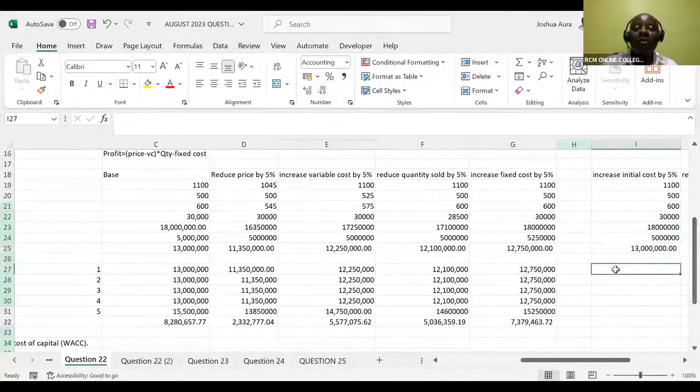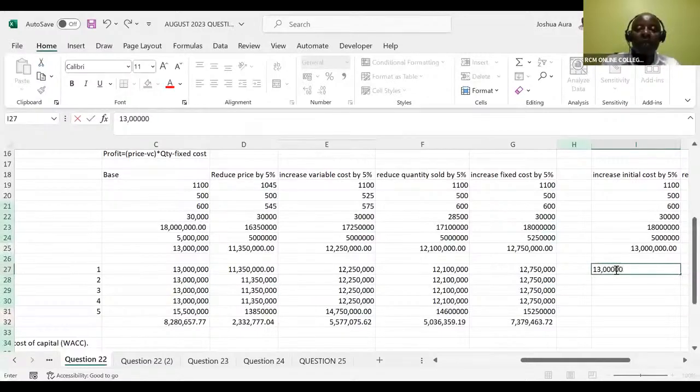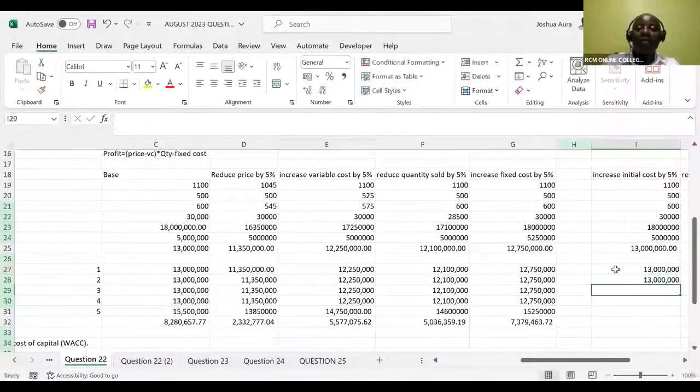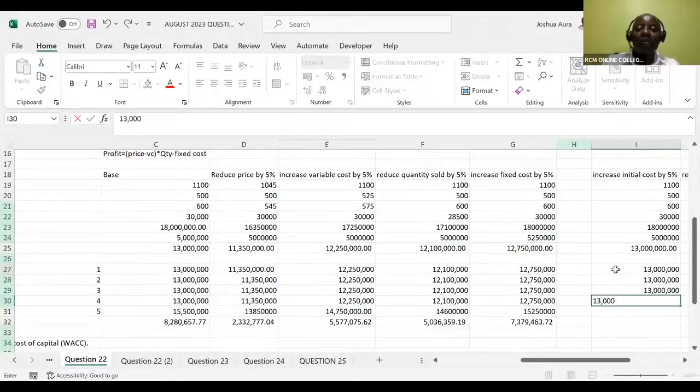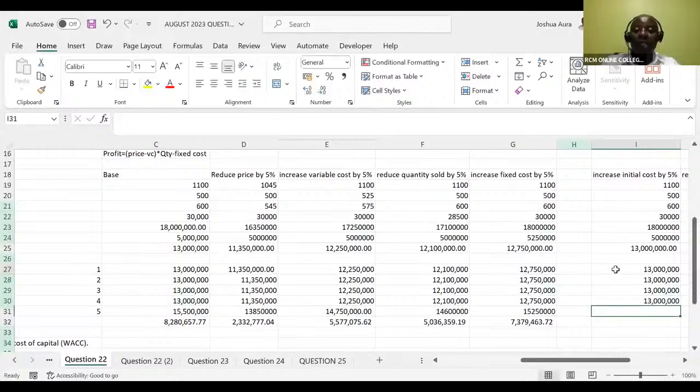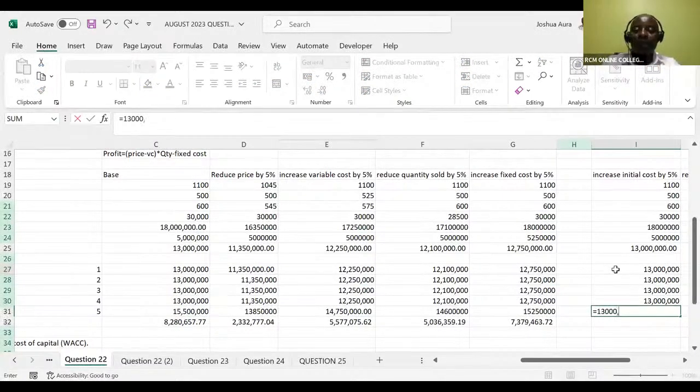So I'll be able to copy this 13 million throughout. So we have here 13 million, 13 million, 13 million. We have the last year now, you have to be very careful. It is this 13, you can say equals there. You take 13 million, you add the scrap. The scrap is not changing. So the scrap is 2.5 million, like that.